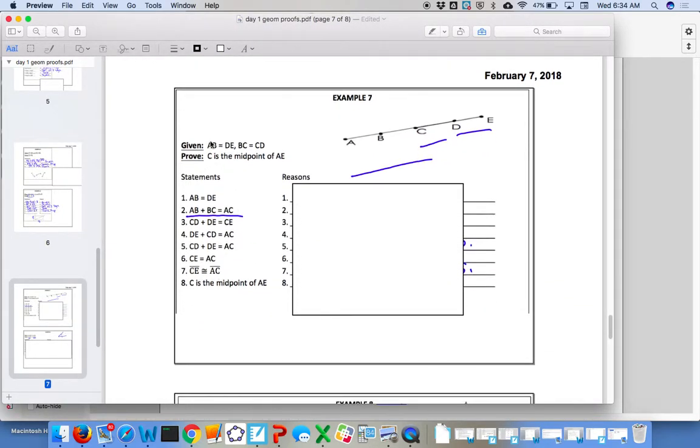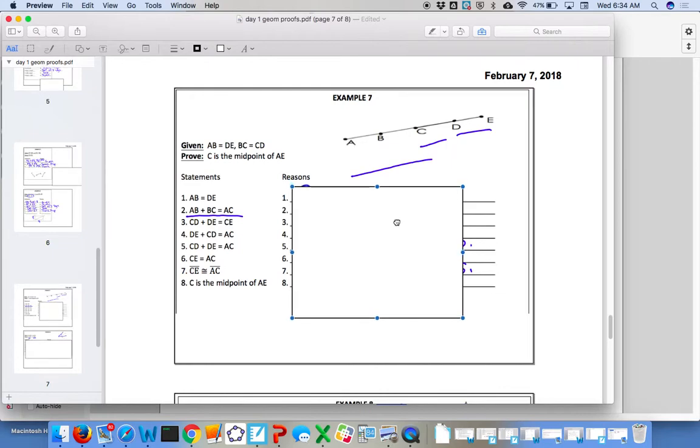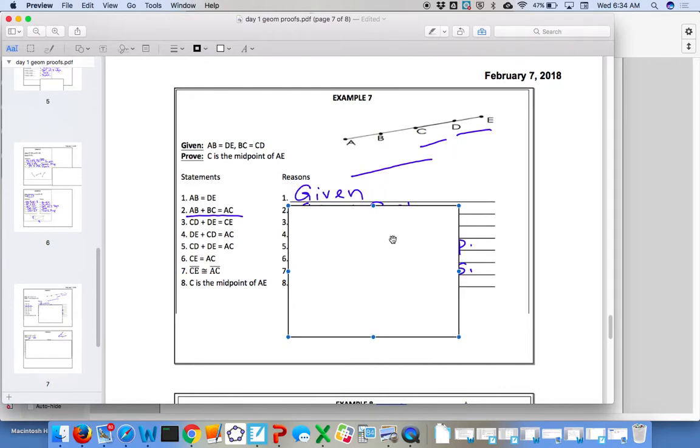All right, so next we are given that AB equals DE, and BC equals CD, and we're also asked to prove that C is the midpoint of AE. So we have our given, and this is an example where you're going to see the given is broken up into 2 different parts, and I just wanted you to see examples of different ways to do proofs.